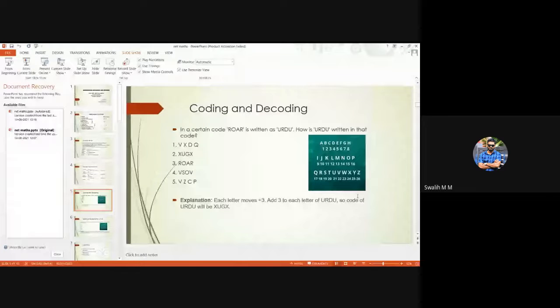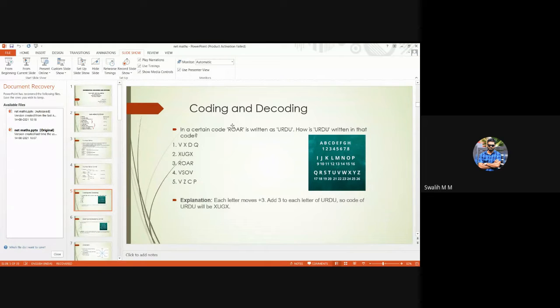Moving on to the next topic, coding and decoding. In coding and decoding, you will get this kind of question: a word is given as some other word, and how would another word be written in the same code? That is the format of questions. Here it is given, ROAR is written as URDU. So how would URDU be written in the same code?